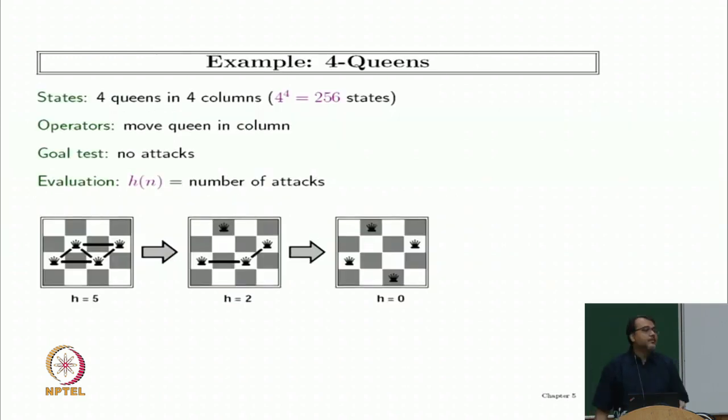Right? And we have already done the problem of 4 queens in local search. So I'll skip this particular slide. It basically says I can do this using local search.